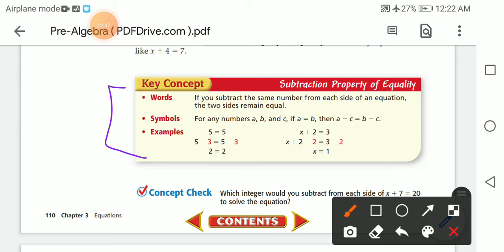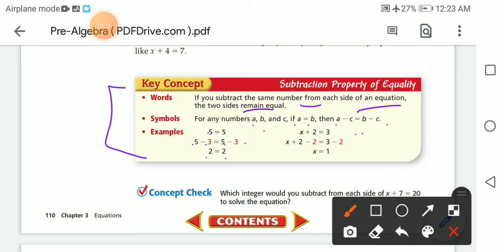In words: if you subtract the same number from each side of an equation, important, the two sides remain equal. For any numbers a, b, and c, if a equals b, then a minus c equals b minus c. Why? 5 equals 5. 5 minus 3 equals 5 minus 3. Both give me 2. Okay, this is more clear.